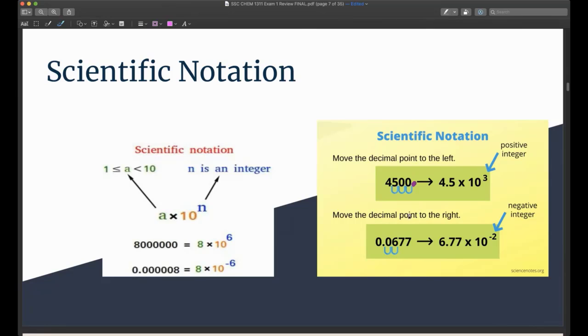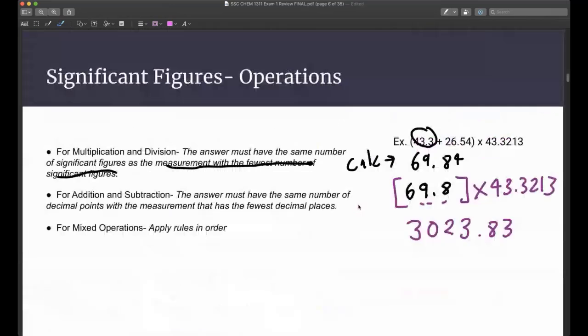Now, let's say we have another case, where we have a smaller number. We want to move this decimal 1, 2, to get a base between 1 and 10. When you do that, it's going to be a negative integer. And here are some other example problems too. But let's go back and return to this one.